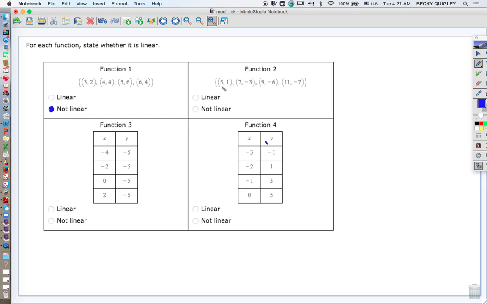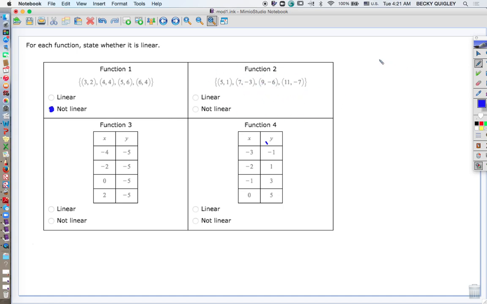In this problem, we go up by 2, so 5, 7, 9, 11. And then we go 1 to negative 3, which is plus 4. Negative 3 to negative 6, which is going back down. Oh, wait, hold on. That's 1 minus 4. So 1 minus 4 is negative 3. Negative 3 minus 4 would be not negative 6. But let's just be on the safe side with this one.